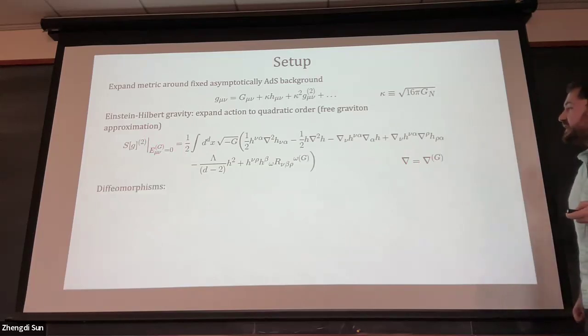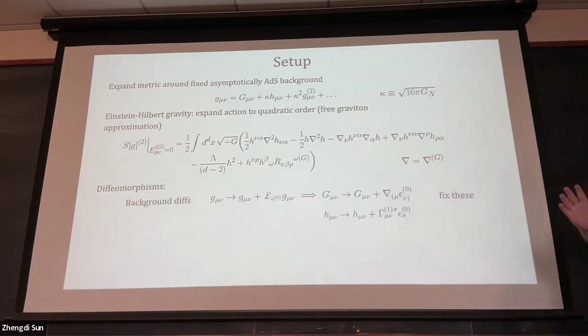Okay, and now we need to talk about diffeomorphisms. So what do we mean by diffeomorphisms? There's two types. So there's background diffeomorphisms. These are the ones which I call epsilon zero. They act on the full metric little g like this, and this transforms the background metric capital G in the usual way under diffs. These we're going to fix. So we're going to pick some background diffs, which will be some nice choice of coordinates for our background. And they transform the graviton in some weird way that's not important.